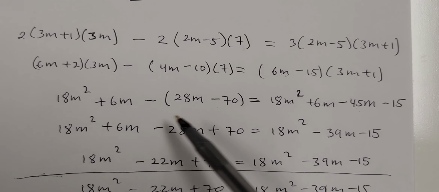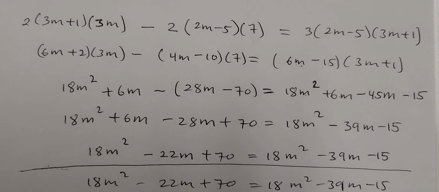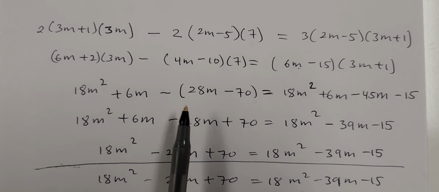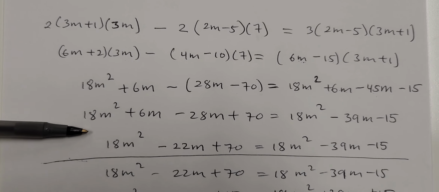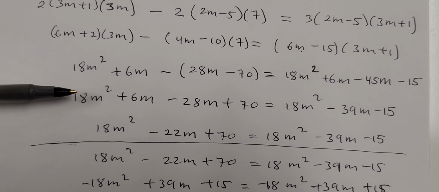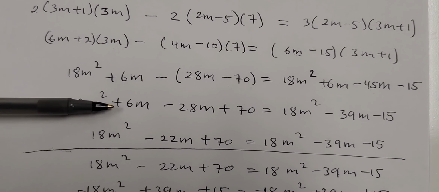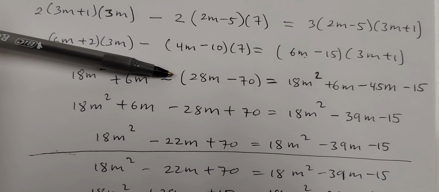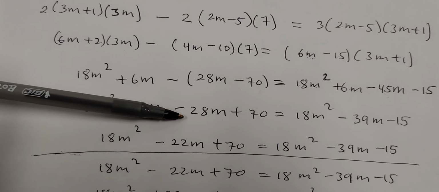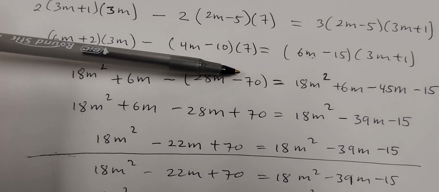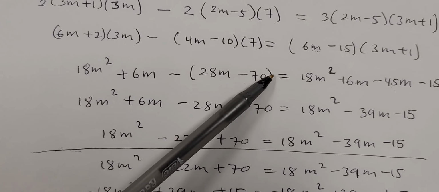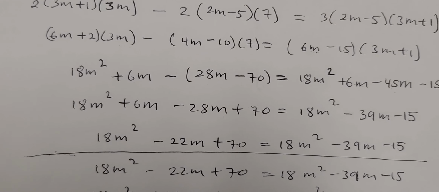I still have parentheses here, so I'm going to get rid of those by multiplying. Here there's nothing to do, so just bring it straight down. So 18m squared, bring it down. 6m, bring it down. I still have a negative in front of parentheses, so distribute. Negative times 28m is negative 28m. Negative times negative 70 is positive 70.